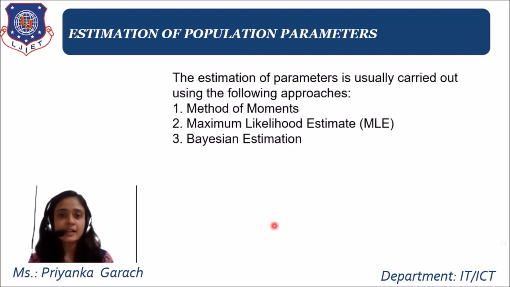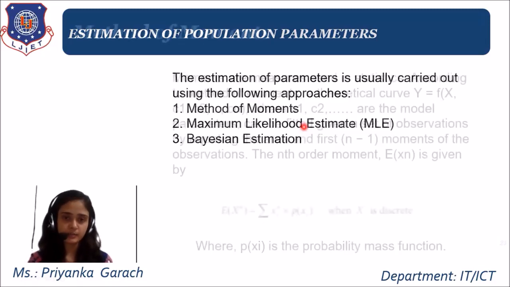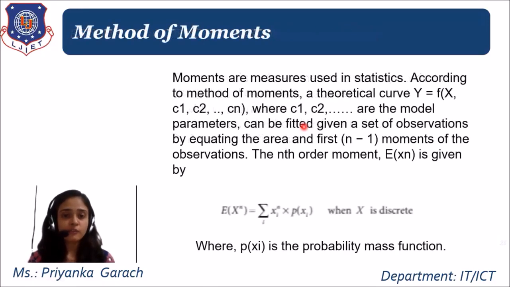Now let's see that the estimation of the parameters is usually carried out using the following three approaches, that is the method of moments, the maximum likelihood estimate, that is the MLE, and the Bayesian estimation. We will see the first two, that is the method of moments and the MLE. So what is the method of moments?